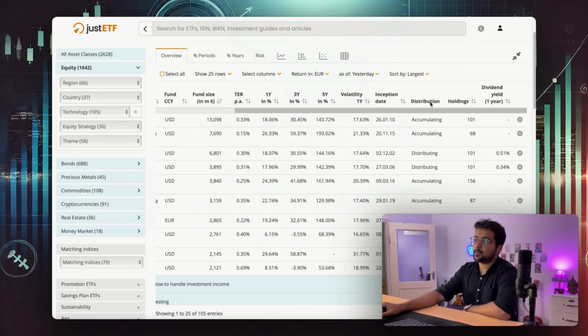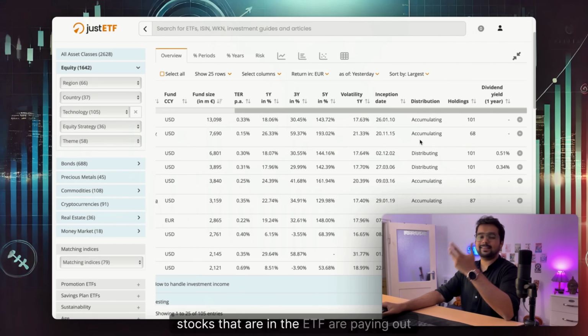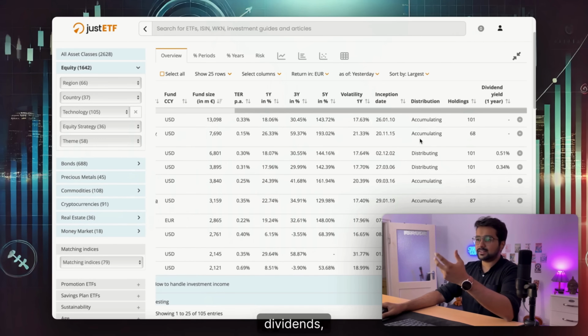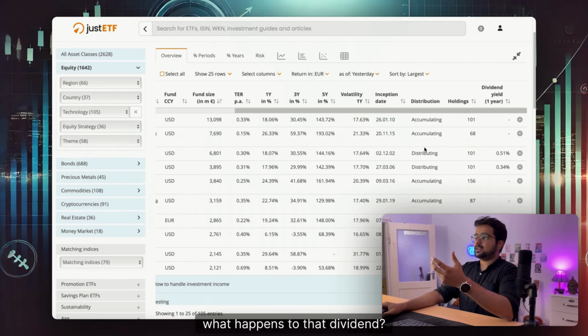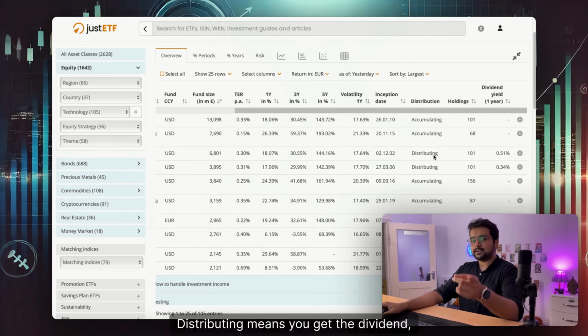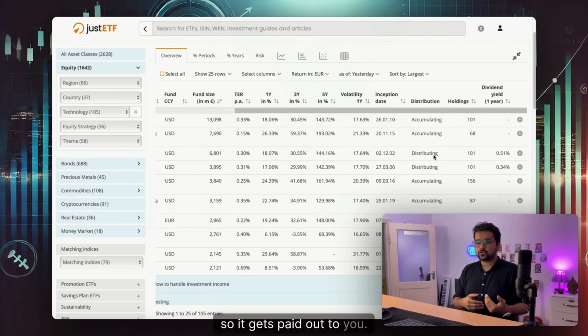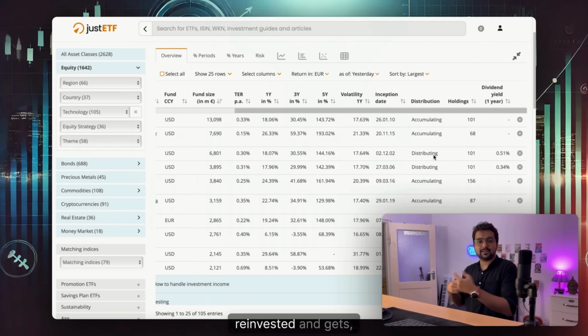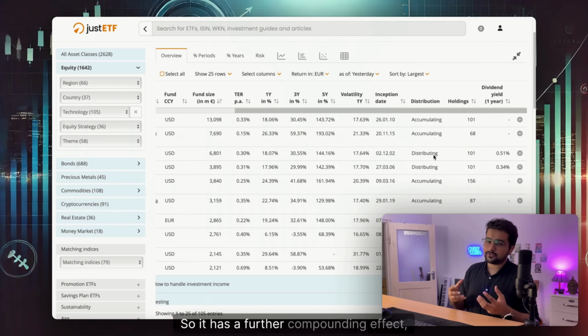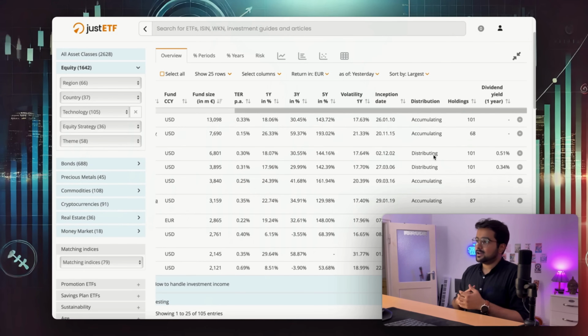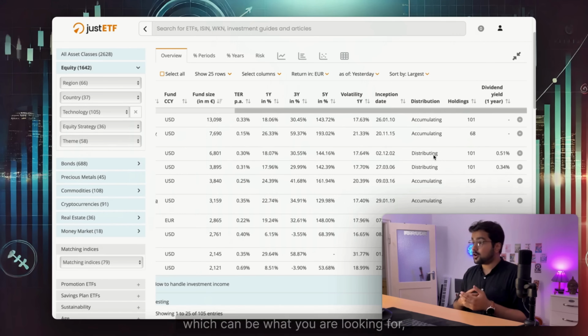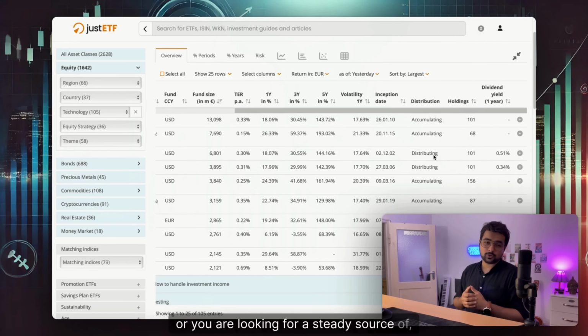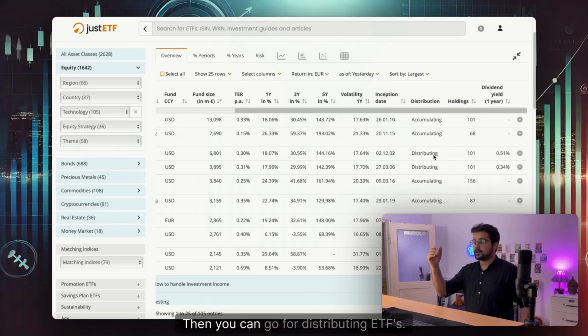Distribution means when the stocks that are in the ETF are paying out dividends, what happens to that dividend? Distributing means you get the dividend, so it gets paid out to you. Accumulating means that those dividends get reinvested and get added to your total portfolio. So it has a further compounding effect, which can be what you're looking for, or if you are looking for a steady source of revenue, then you can go for distributing ETFs.